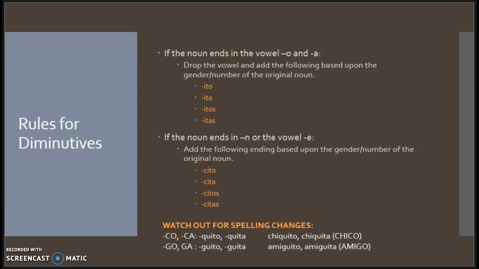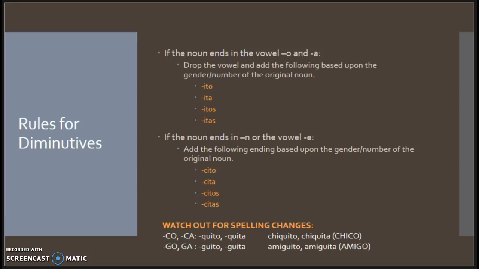Now, there are a couple spelling changes that we need to look out for, and this is mainly for sound purposes. If we have a noun that ends in co or ca, or the plural versions, such as chico, we have to turn the C to a QU and then add our ito. That's just to maintain the sound. So a chico becomes chiquito, a chica, chiquita. Same thing happens with a go or a ga. To keep that g sound, we have to change it to a GU. So amigo becomes amiguito and amiga, amiguita.